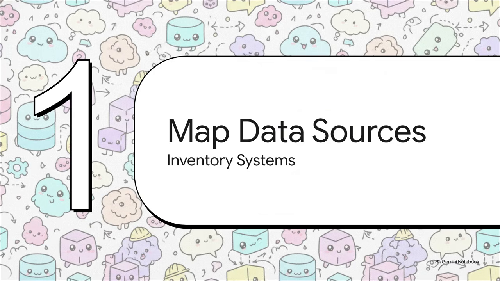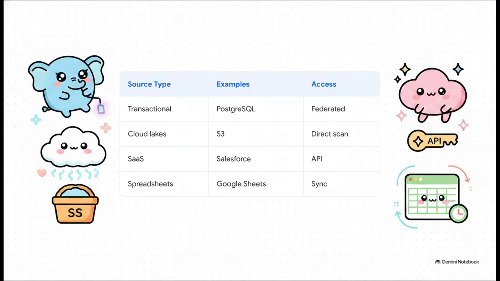All right, step 2, map data sources. It's time to inventory your systems. So once we know exactly what we are measuring, we've got to map out the literal home of our data. You do this by inventorying every single system feeding your analytics. Just look at the sheer variety you might be dealing with here. You've got transactional databases like PostgreSQL using federated queries, cloud data lakes like S3 where you're running direct scans, SaaS platforms like Salesforce needing API extraction, or even just humble spreadsheets synced on a schedule. Knowing what you have and how to access it is literally half the battle.